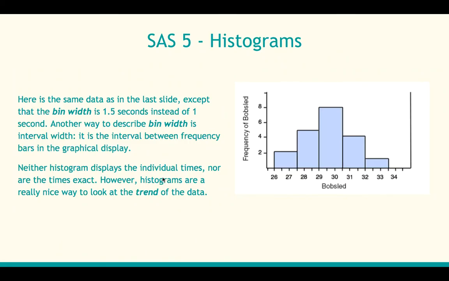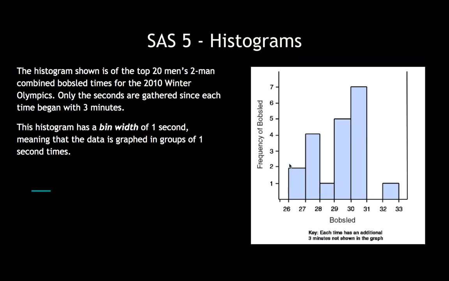Here's the same data as in the last slide, except this time the bin width is 1.5 seconds instead of 1 second. Another way to describe bin width is the interval width. It is the interval between frequency bars in the graphical display. So now the bobsled times are between 26 and 27 and a half, then 27 and a half to 29, 29 to 30 and a half, 30 and a half to 32, and 32 to 33 and a half. In other words, it looks really symmetrical with this bin width, but if we go back, it doesn't look symmetrical at all, does it?